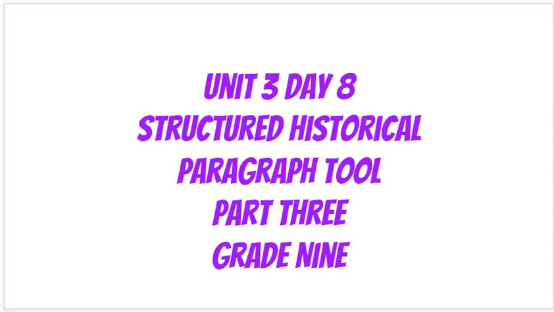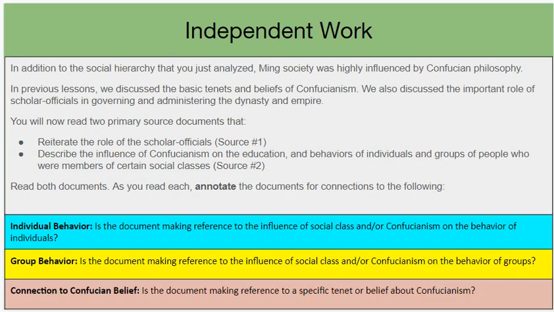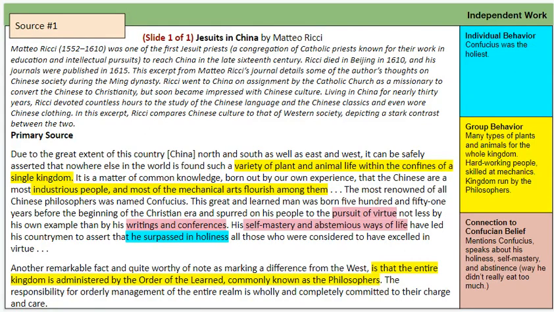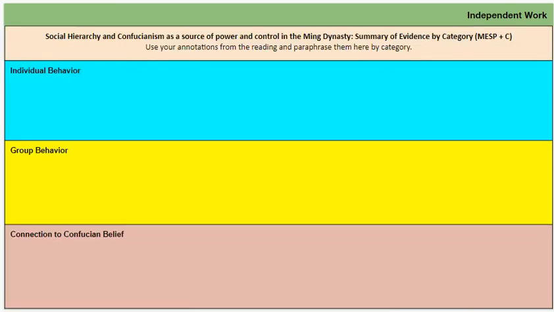Hi, everyone. Today we're going to look at Unit 3, Day 8, the Structured Historical Paragraph Tool. I know we looked at this before, but this is Part 3, specifically dealing with the social order under the Ming Dynasty. Now, you already did independent work where you categorized individual behavior, group behavior, and connection to Confucian belief. If you remember, if you watched the video, we modeled it through Jesuits in China, and then we worked with a different source, and you did the same thing. Then you actually categorized it under individual behavior, group behavior, connection to Confucian belief.